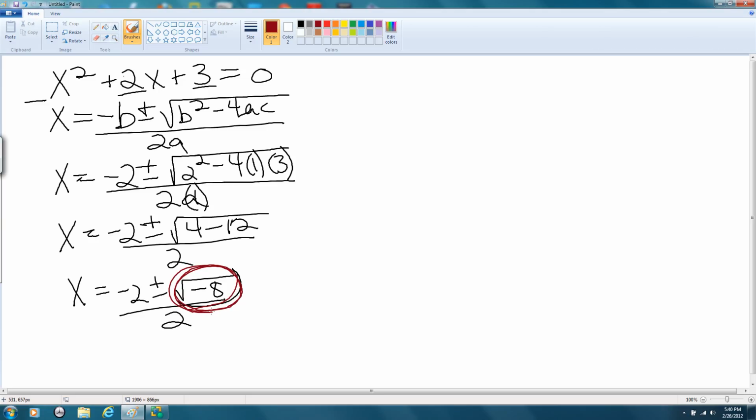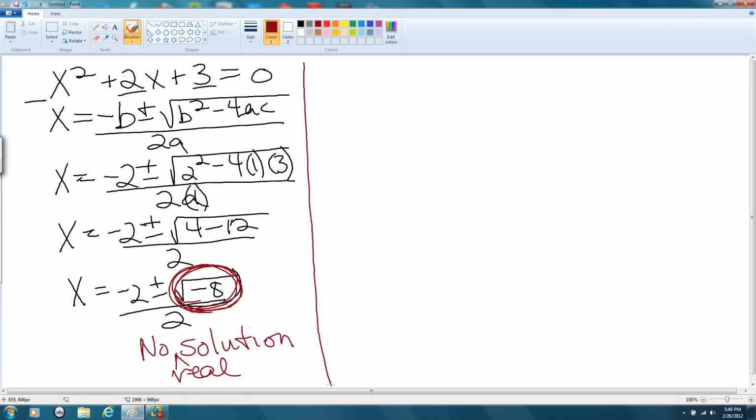There is something called imaginary numbers, but we don't deal with them in middle school or in Algebra 1. So since we can't do this, we simply say there is no solution, or there's no real solution. It's probably best, so we could put no real solution, because there's no real number that would fit that. Now, in the quadratic formula, this part of b squared minus 4ac is called the discriminant.